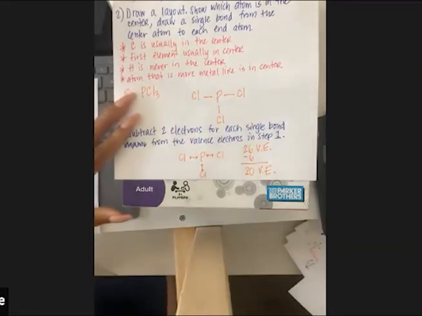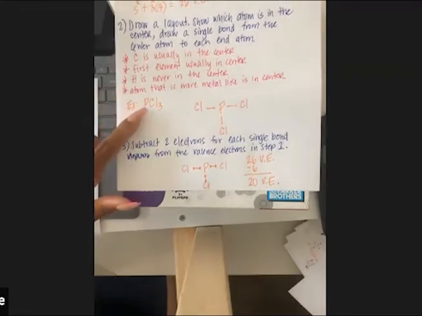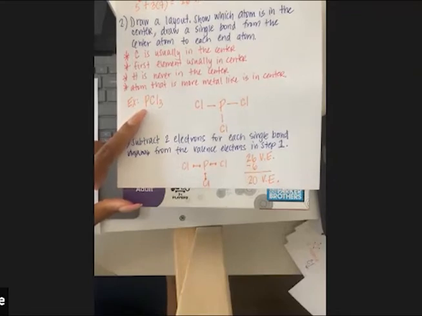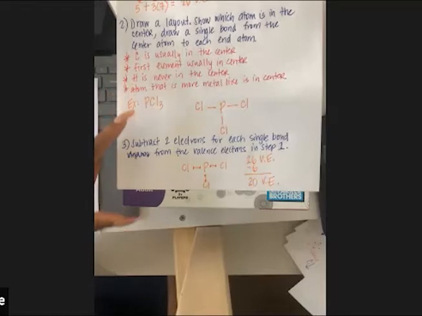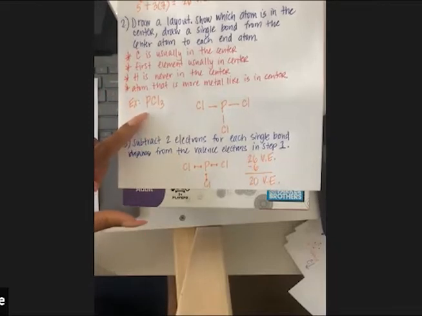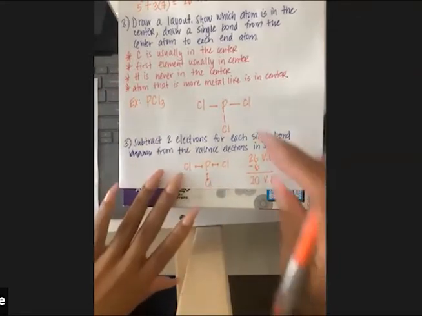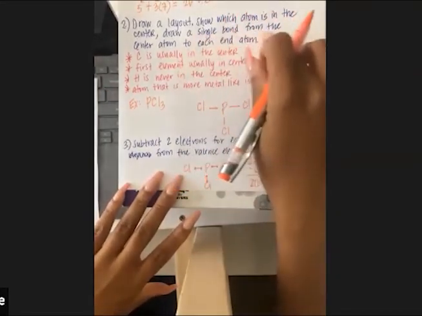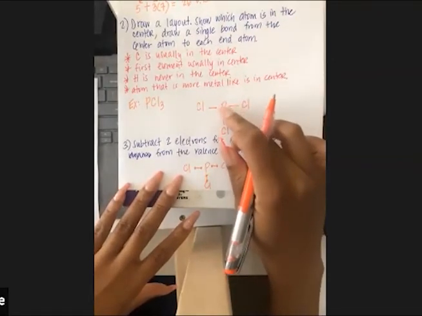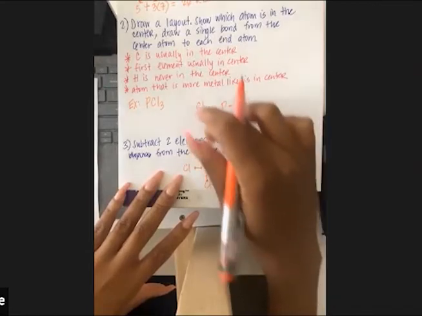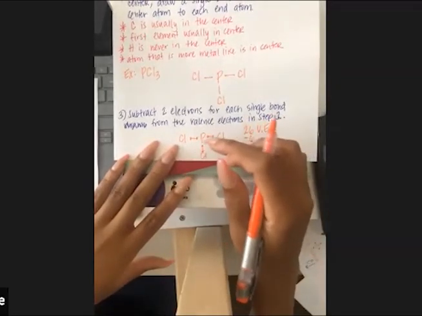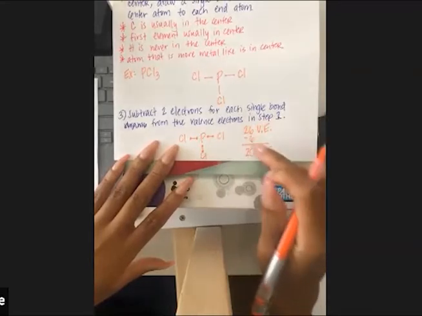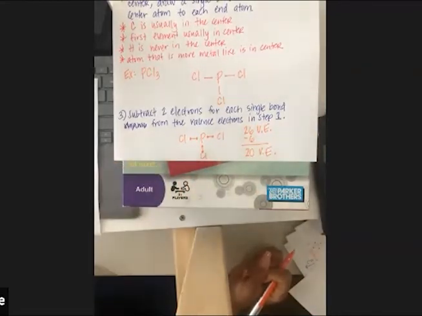Okay, I'm going to repeat steps 2 and 3. Step 2 said, figure out which atom goes in the center. The way I figure that out is, if I have a carbon, carbon usually goes in the center. If I don't have carbon in my compound, I'm going to say the first element goes in the center. In this case, phosphorus is the first element, or the one I have the least amount of. So phosphorus went in the center, and then it says draw a single bond from the center atom to each end atom. So I drew a single bond, and each single bond represents two electrons. So I'm saying 2, 4, 6. I subtracted 6 electrons from the valence electrons.